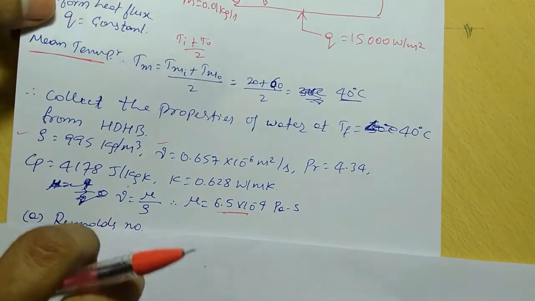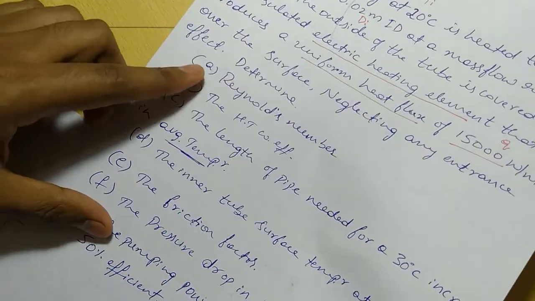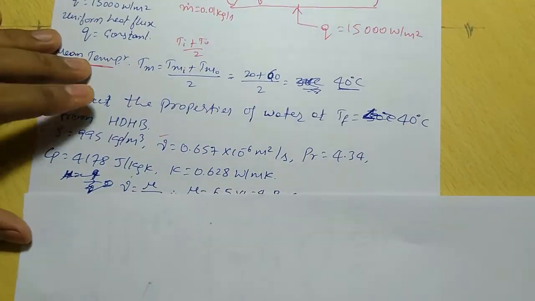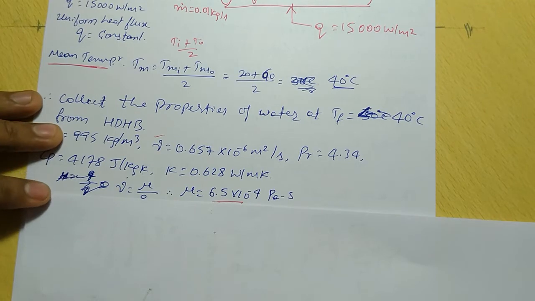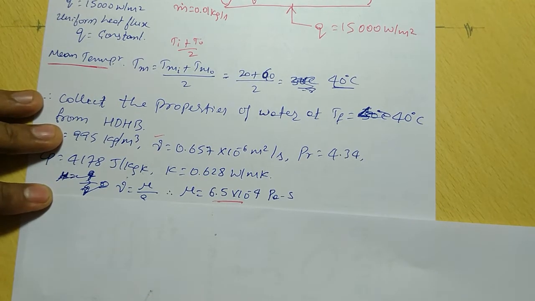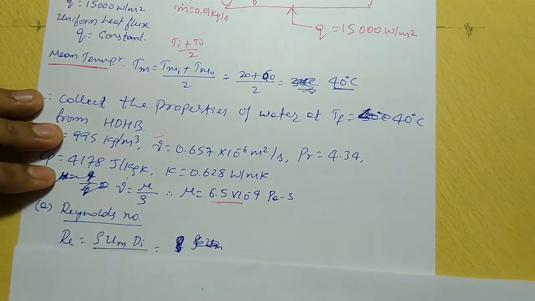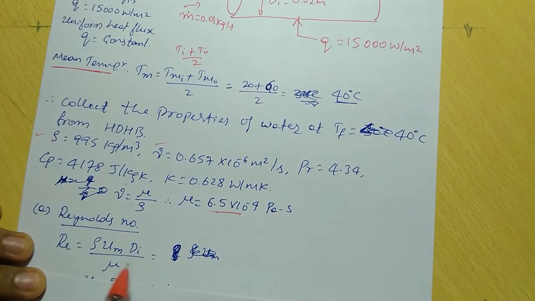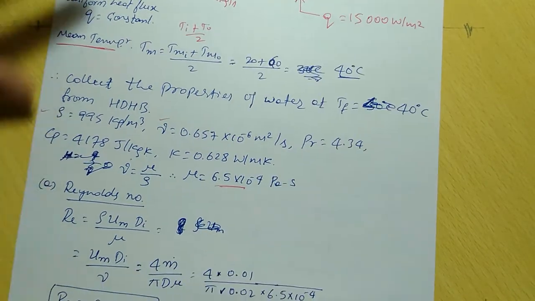What are the questions they ask? First you have to find the Reynolds number and the heat transfer coefficient. Once you have collected the data, the next step is the Reynolds number. Reynolds number equals what? Density times velocity times diameter divided by dynamic viscosity. This is the equation, we already know it. The same equation can also be written as what?